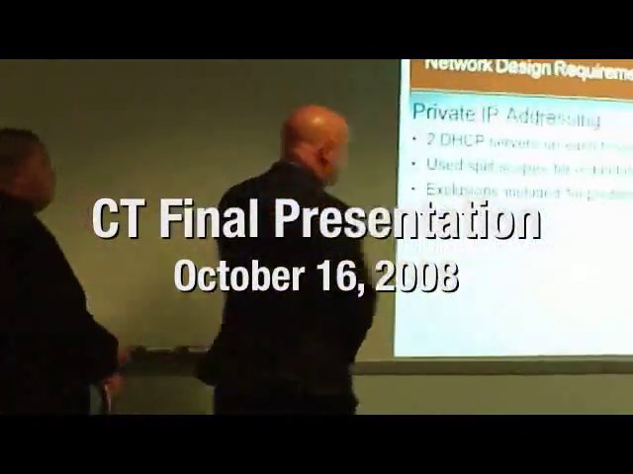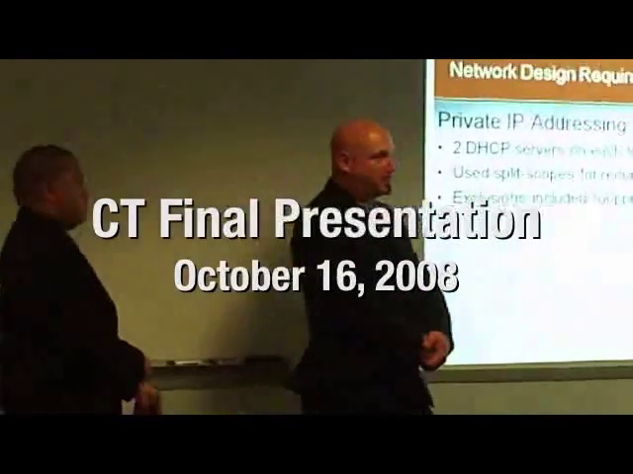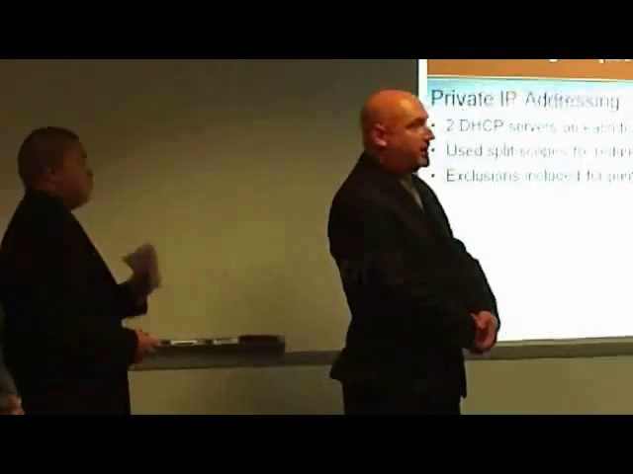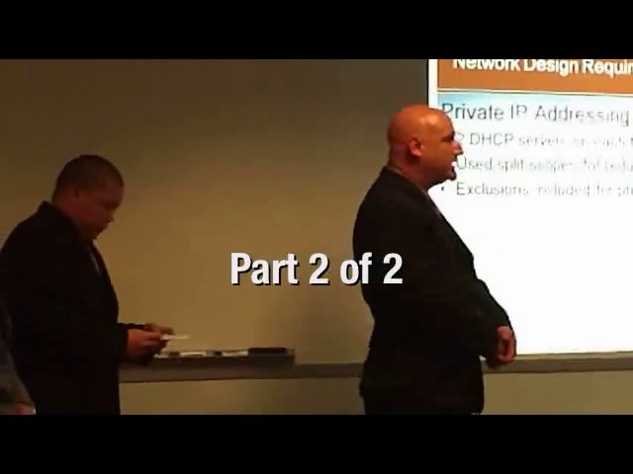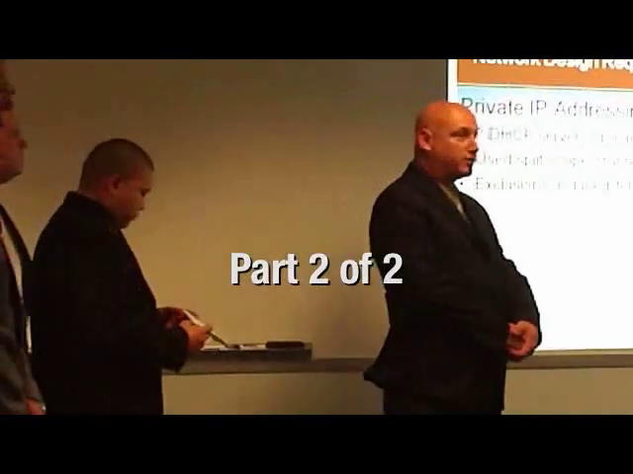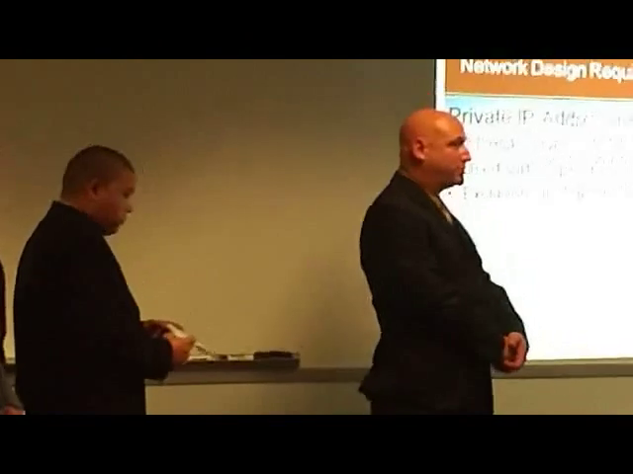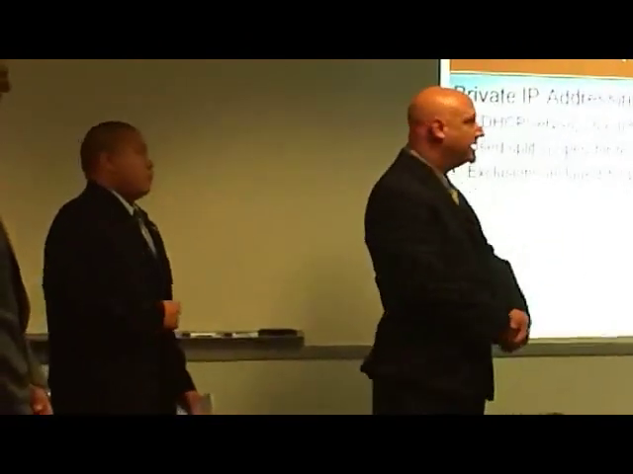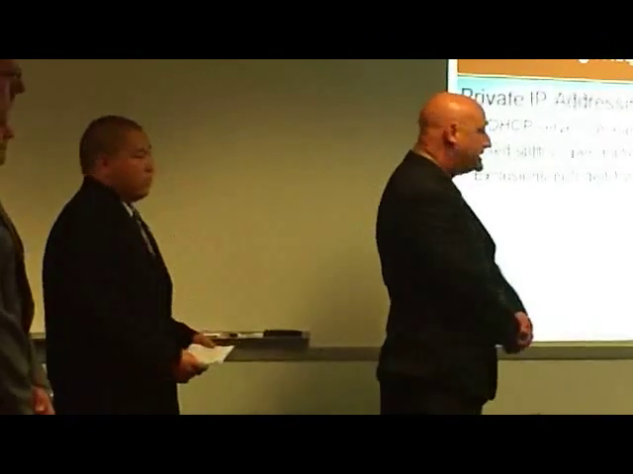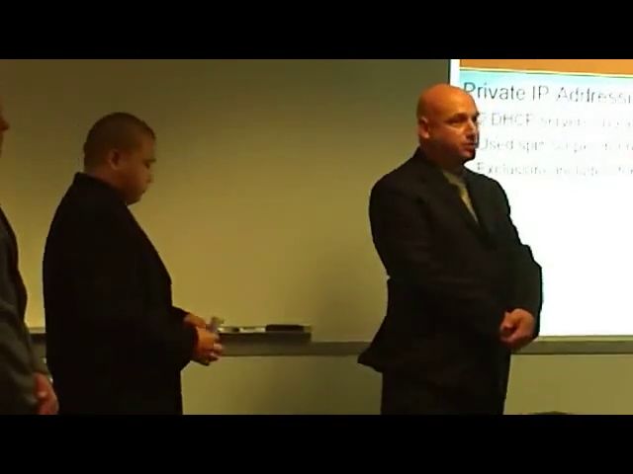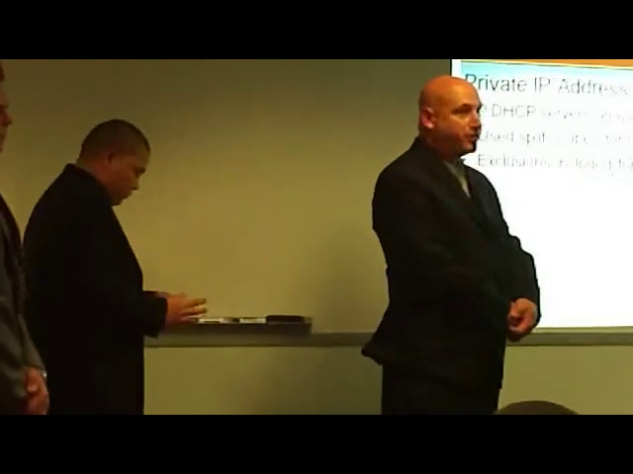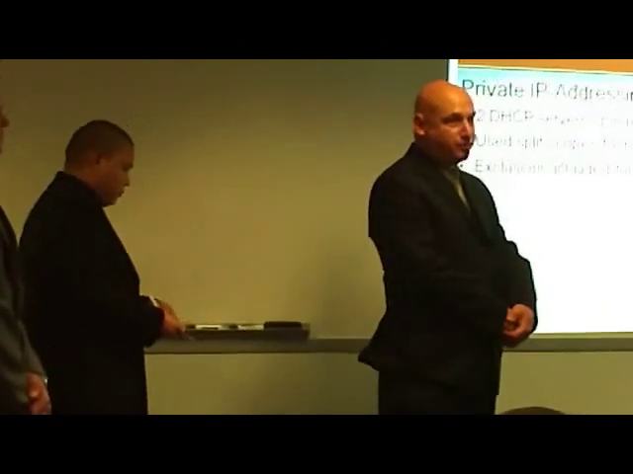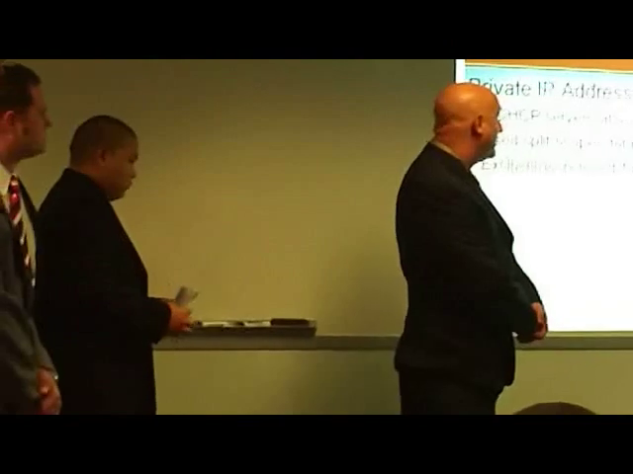For our private IP addressing, we set up 2 DHCP servers on each domain, so we would have some redundancy. We did split the scopes on both of those, so in case one of the servers does go down, we will still be able to provide IP addressing out to the rest of the clients. We also had some exclusions, and those exclusions were to allow for the current servers and printers that we have, and also for servers and printers that may be added to the network in the future as we expand, and hopefully we will.